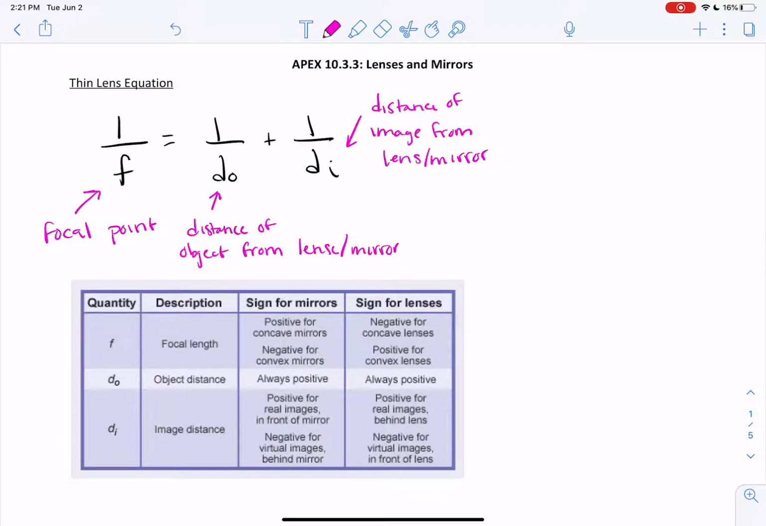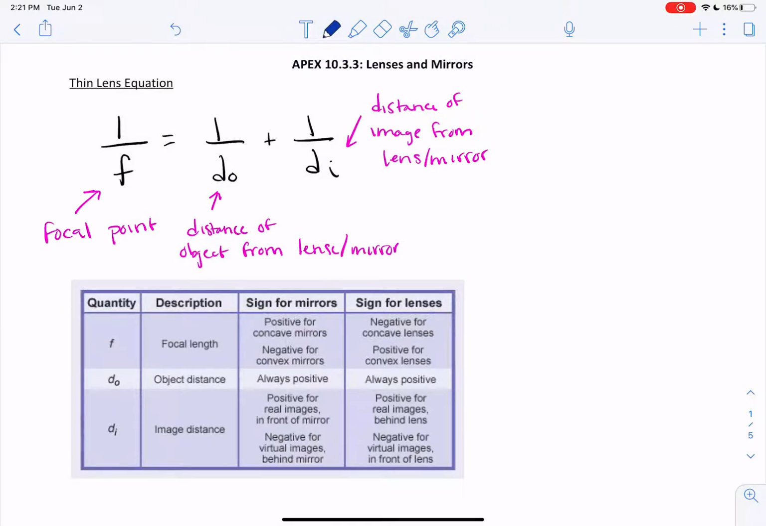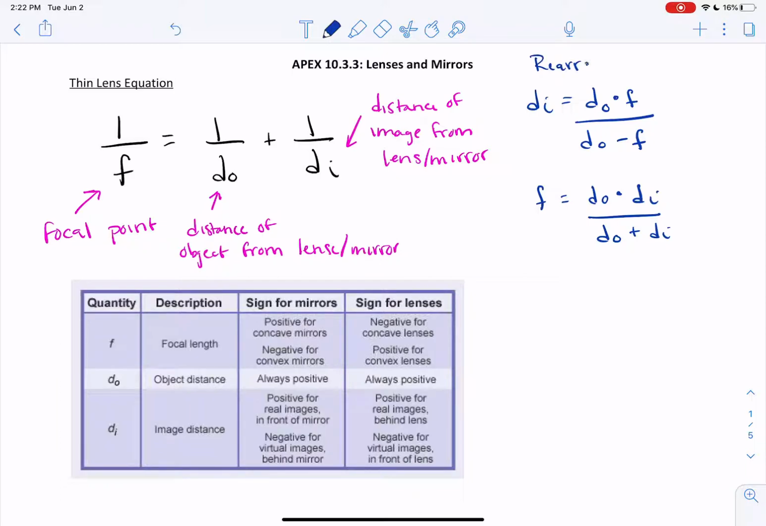So what we can do with this is if you know the focal point and you know the distance of the object from your lens or mirror, you can use the thin lens equation to find the distance of the image from the lens or mirror. So that can give you some more information about the image produced. To do that, it's often very useful to rearrange this equation to get di by itself. And if you did that, you would get this equation, di equals do times f divided by do minus f. So all I did was I rearranged this equation. Okay. You could also try to find f, and then you would have the equation f equals do times di over do plus di. Okay, and so these are just rearranged thin lens equations.